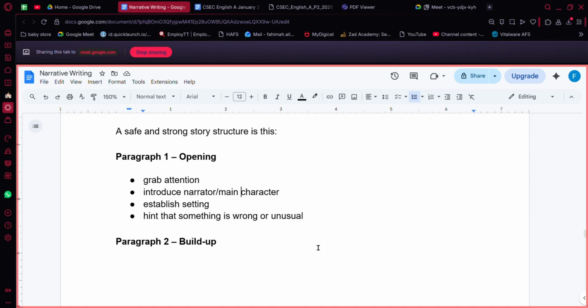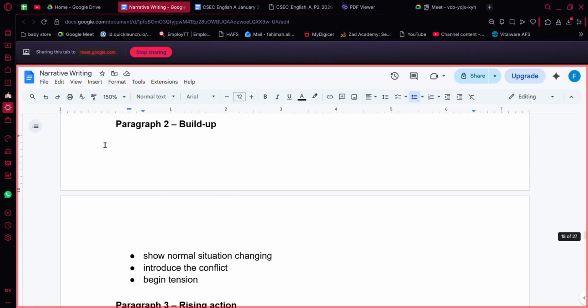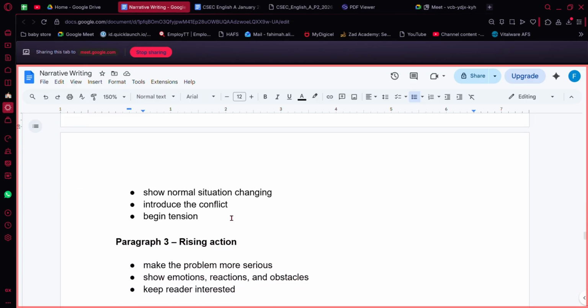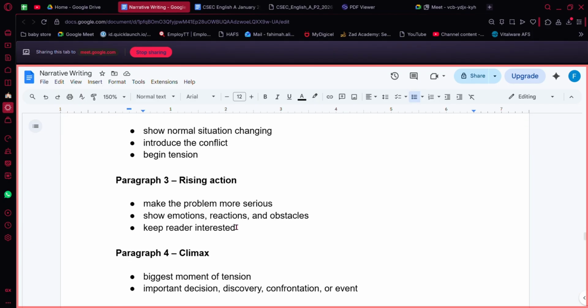Now, paragraph 2, build it up. Show that the normal situation is changing into something else, whatever the problem is. Introduce the conflict here. Begin to show tension. Then, for your third paragraph, show rising action. So here, make the problem more serious. Show the emotions, reactions, and obstacles in the story.